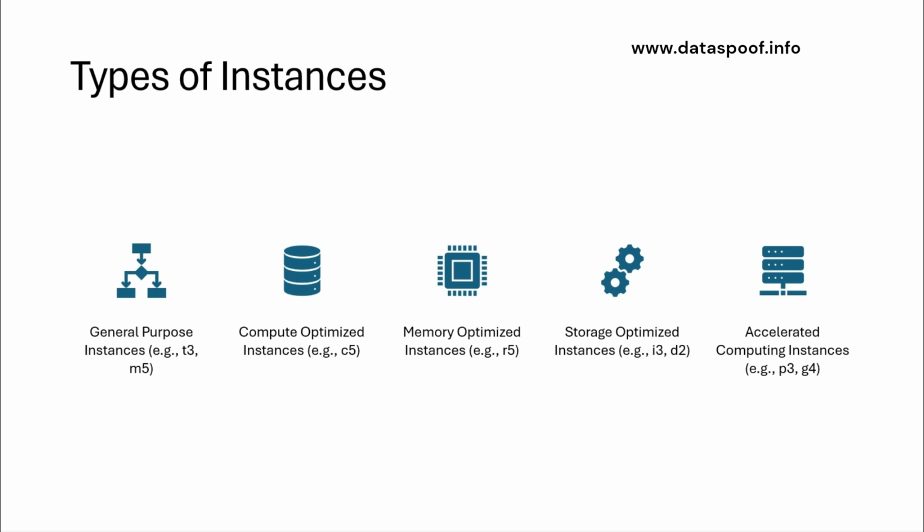Next, storage optimized instances. They are used for handling large amounts of data quickly, like managing big files. And last, accelerated computing instances. They are used for special tasks such as video preprocessing or training your AI models. So these are some types of instances that we have present in AWS.